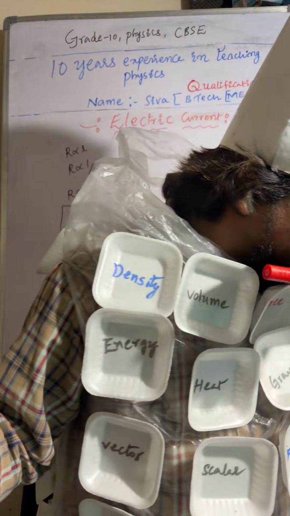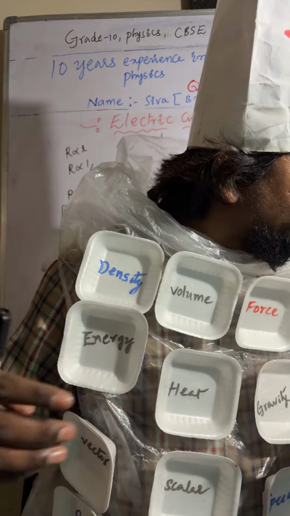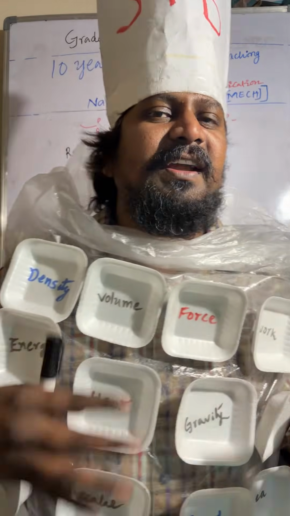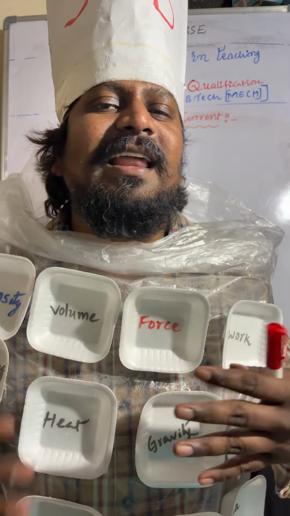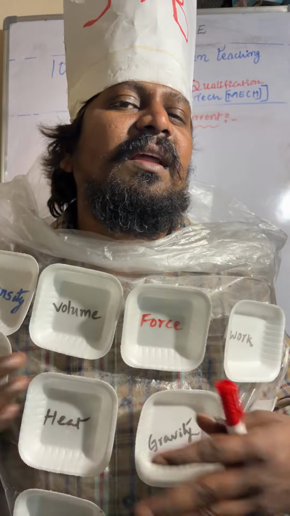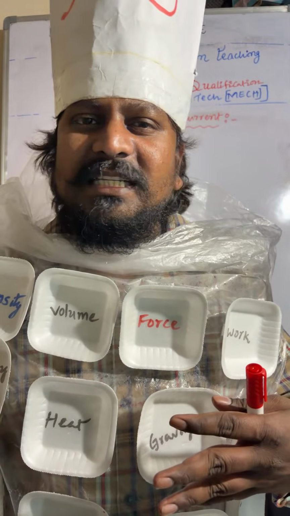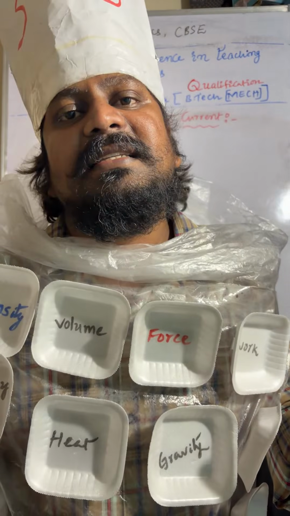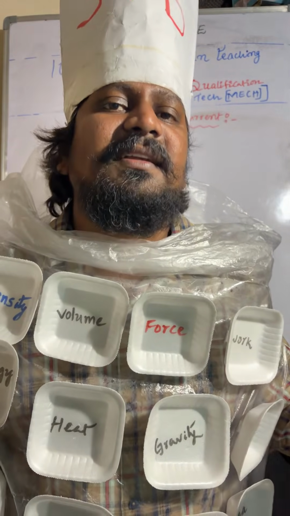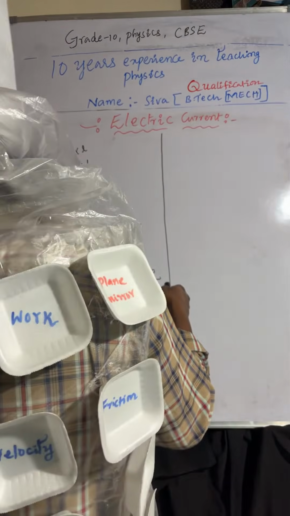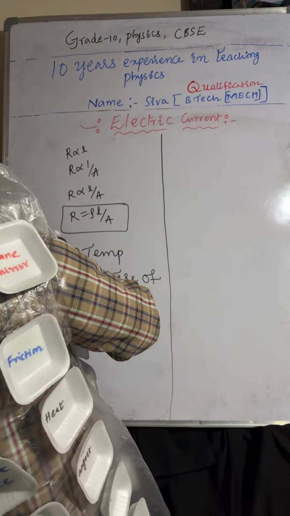Then what happens? Electrons will hit each other frequently. Then electrons will not move forward. So there only collisions, there only bombardment will happen. Then what happens? If temperature increases, resistance also increases. Understood or not? That's enough. And coming to the next one, resistivity.